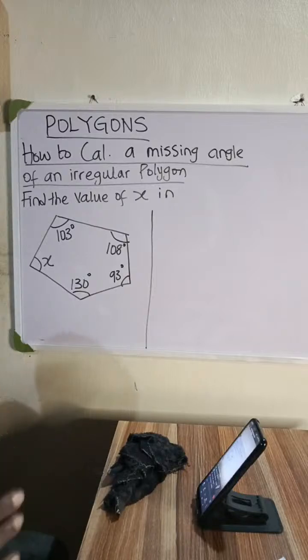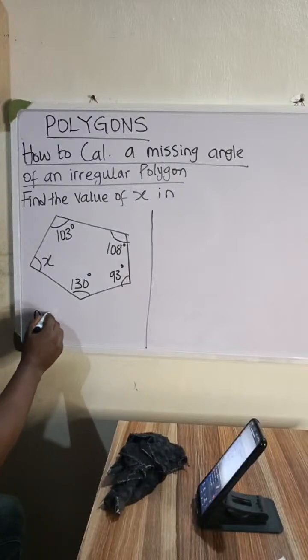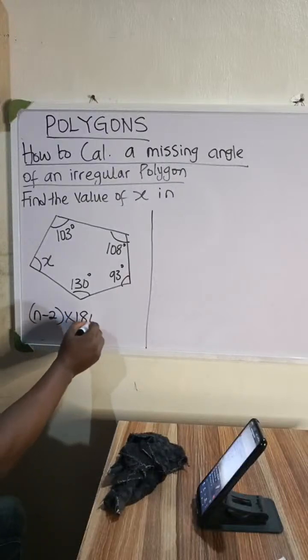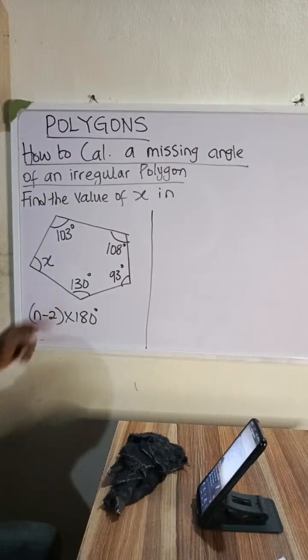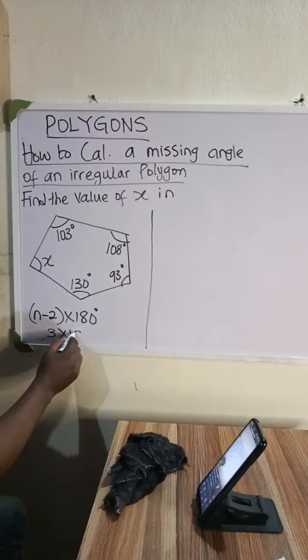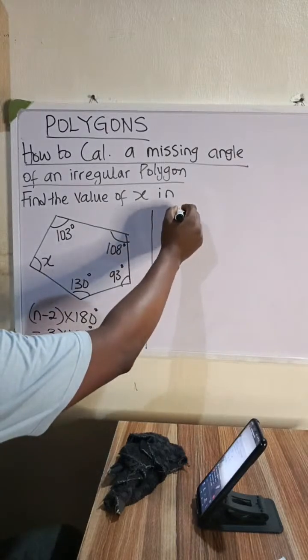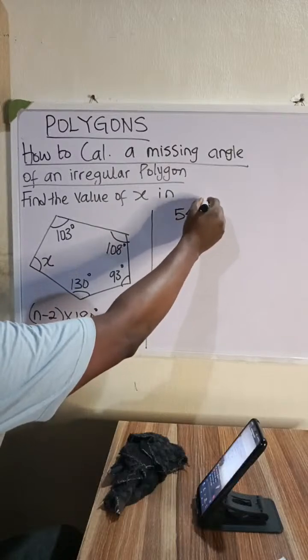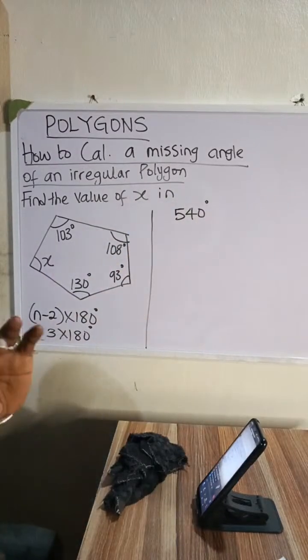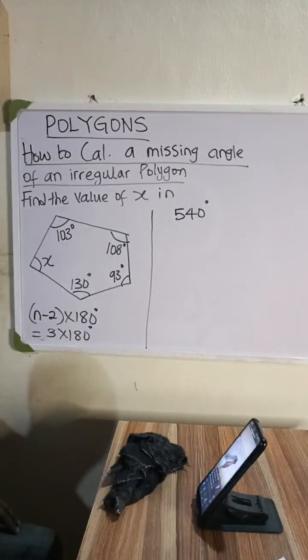If you are solving a question and you cannot remember the exact value, it's better for you to use the formula immediately. So the formula is (n minus 2) times 180 degrees. Since it is a pentagon, 5 sides, we have 5 minus 2, which is 3, times 180 degrees, which gives you 540 degrees. So the sum of angles is equal to 540 degrees. That's the first thing you need to identify: the sum of all these angles in this pentagon. If you miss that, then you get the wrong answer.